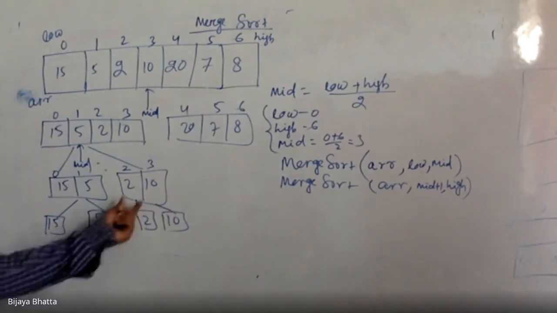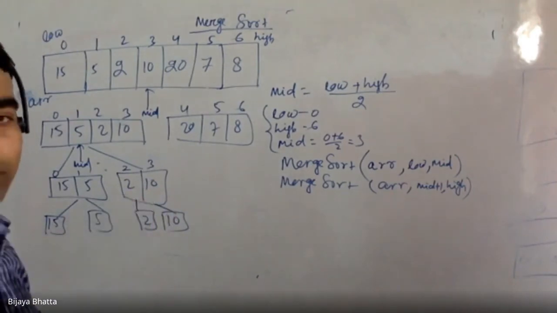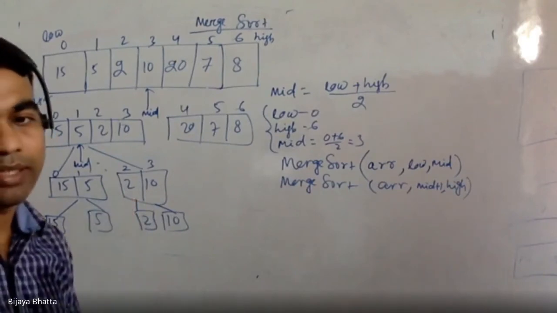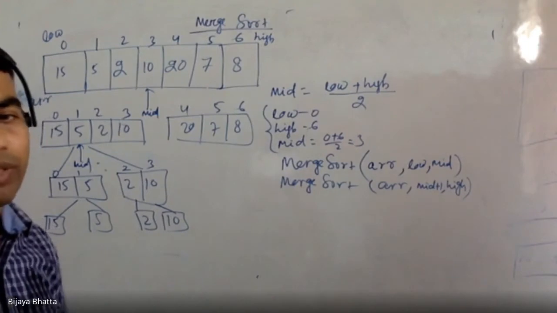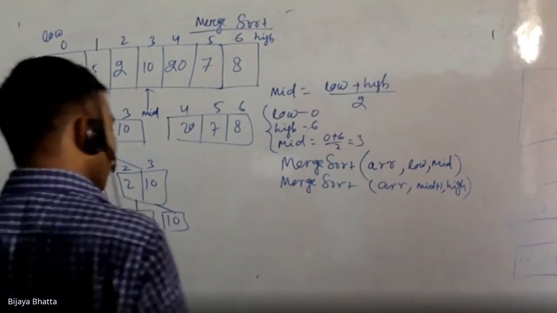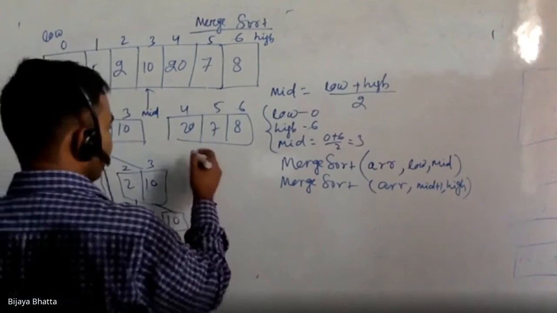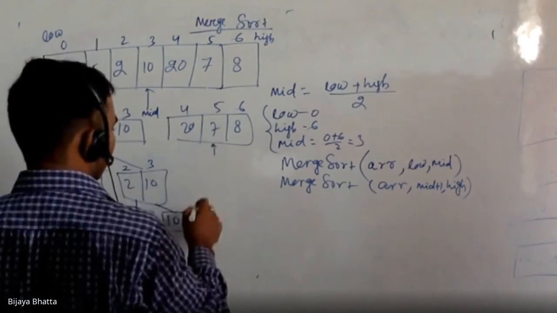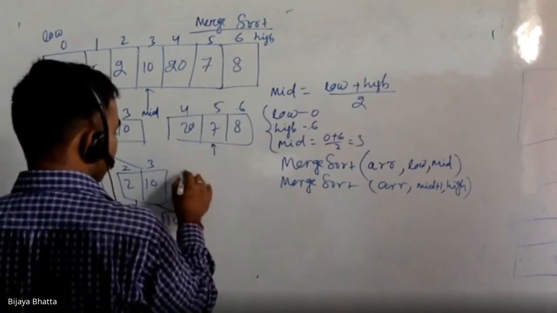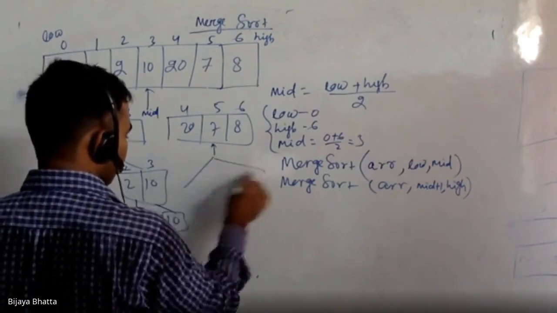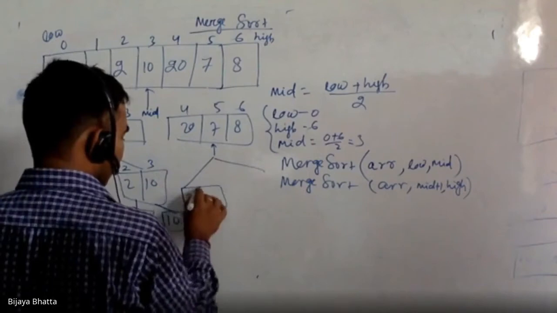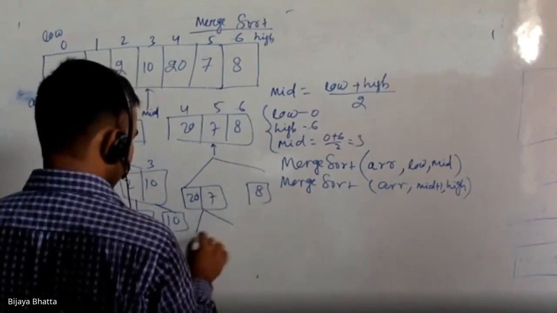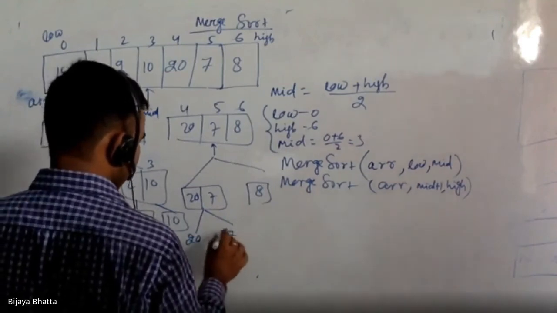For this one, there are two elements, so the middle will be this one. Then you will keep on doing that. If it is three elements, like right here, what will you do? Again mid will be calculated. Mid is pretty straightforward, so this is going to be your mid. Then you will take two parts, like this. 27 and 8 is one part. 27 again you will divide.